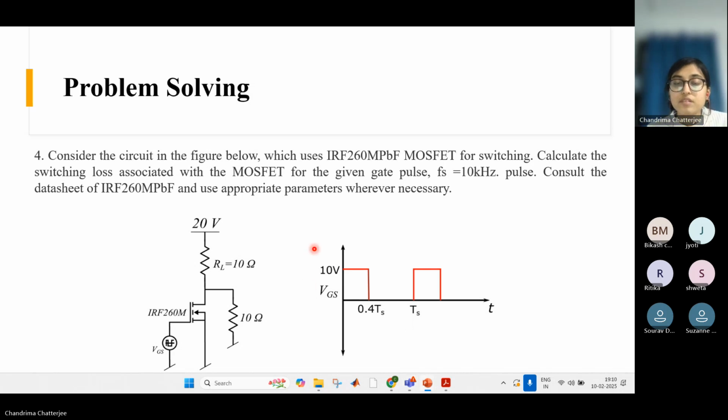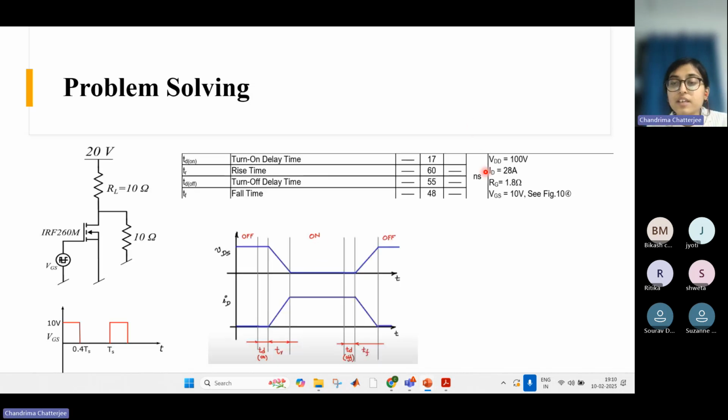Here I have collected the data from the datasheet of this particular MOSFET. You can check it by yourself. The turn-on delay time, td(on), is 17 nanosecond. The rise time is 60 nanosecond. The turn-off delay time is 55 nanosecond, and the fall time is 48 nanosecond. So we need these two times, rise time and fall time, for calculating the switching loss.